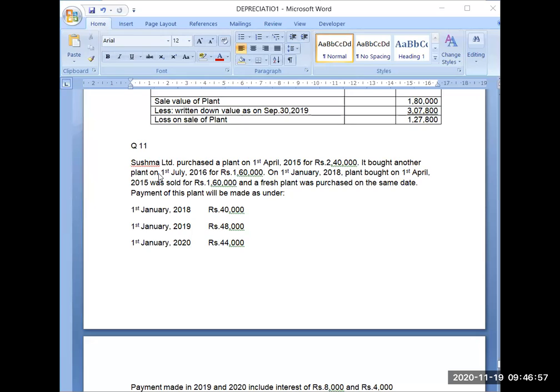Now see this question. Sushma Limited purchased a plant on 1st April 2015 for rupees 2,40,000. It bought another plant on 1st July 2016 for rupees 1,60,000. On 1st January 2018, the plant bought on 1st April 15 was sold for rupees 1,60,000 and a fresh plant was purchased on the same date.